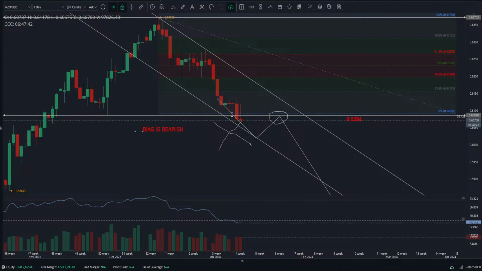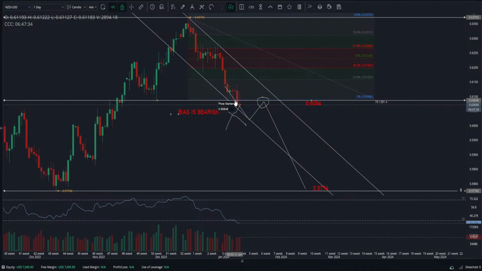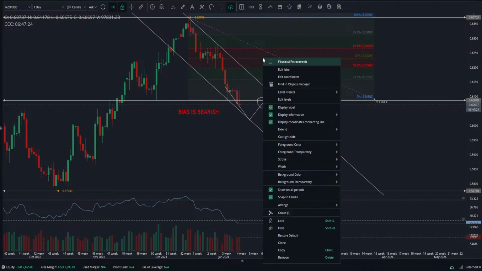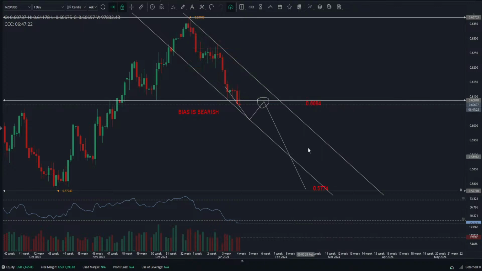Okay, so now the bias is bearish because the price has finally closed the day below our crucial support of 0.6084. So now, since the price has closed below this, we are sure, so we will remove this, and we can look for something like this with the target of this place. All right, you can also remove this one. So now we have a clear picture that the New Zealand dollar is also going down against the US dollar in the coming days.